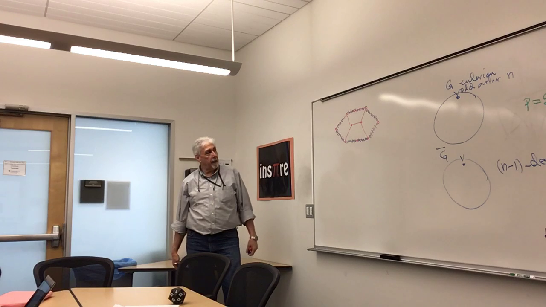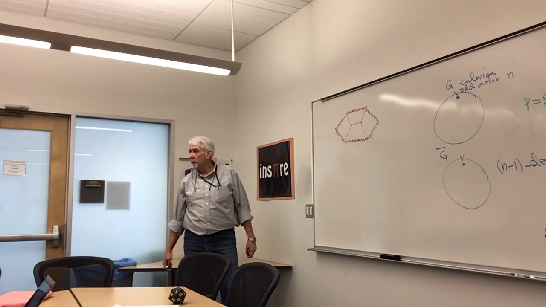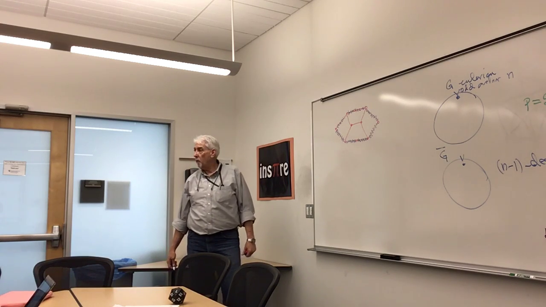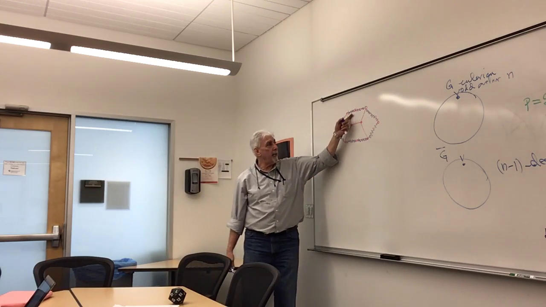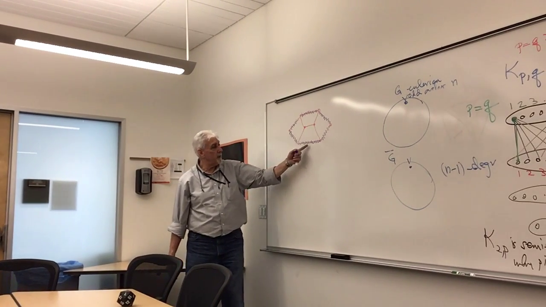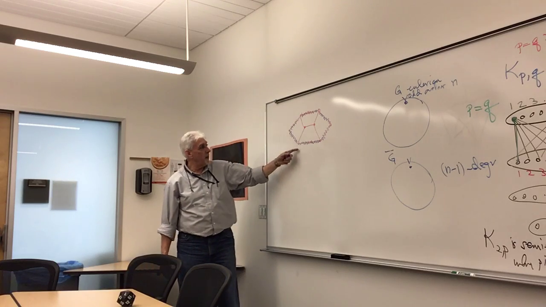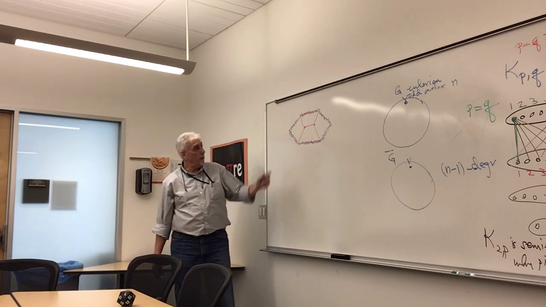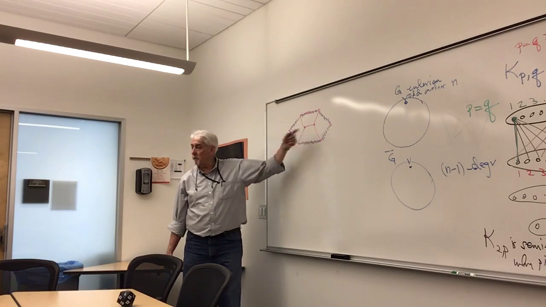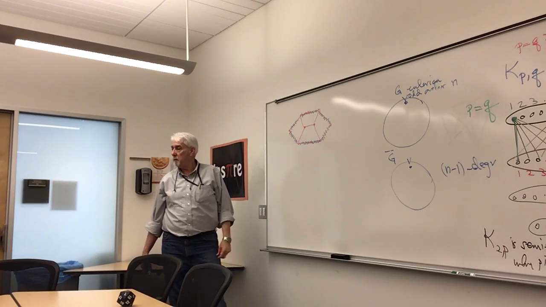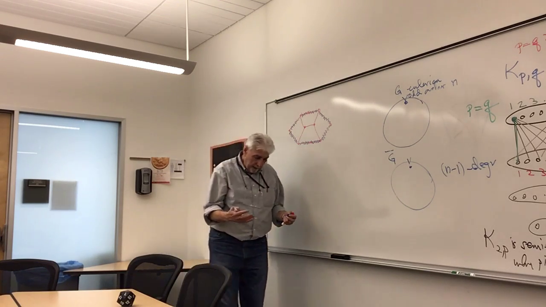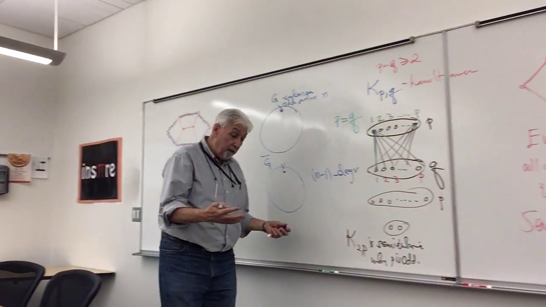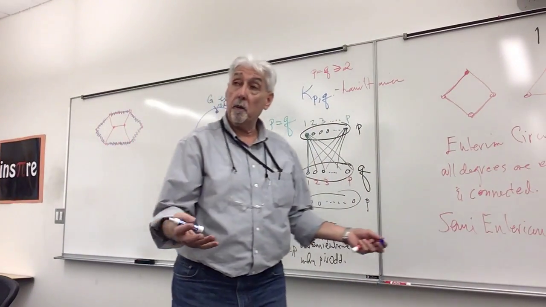There's no way I can have one cycle that contains all the vertices exactly once. Because if I had a cycle that contained these vertices of degree 2, then I would have to use these 8 edges, and there would be no way that I could pick these 2 vertices up. Is that clear? So in fact, one of the things that you might look for is vertices of degree 2.